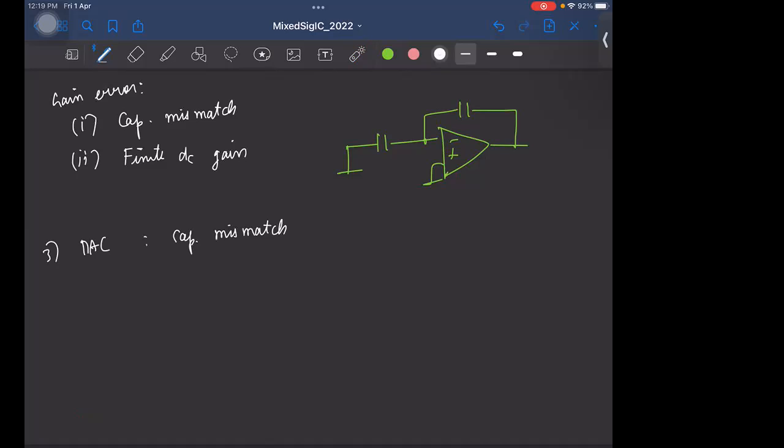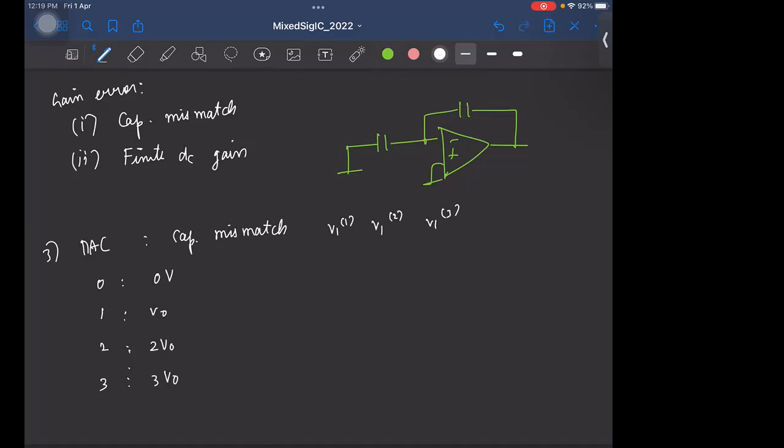So ideally, let's say we have these 4 codes, 0, 1, 2, 3. For code 0, I'll write the bits also. For code 0, all these 3 bits are 0. So ideally we want 0 volts. For code 1, we just want some voltage V0, right? Code 2, 2 V0, and code 3, 3 V0. This is what we want ideally.